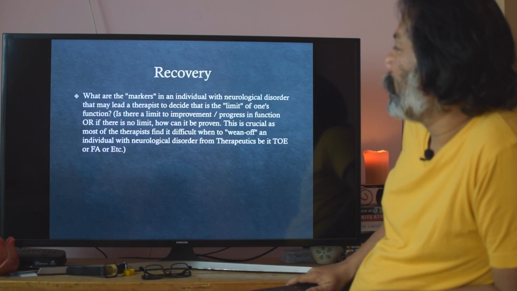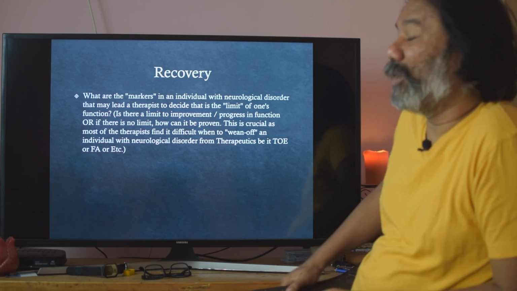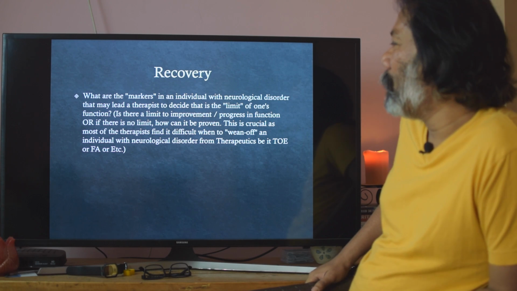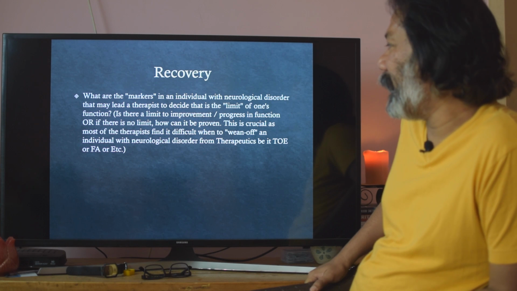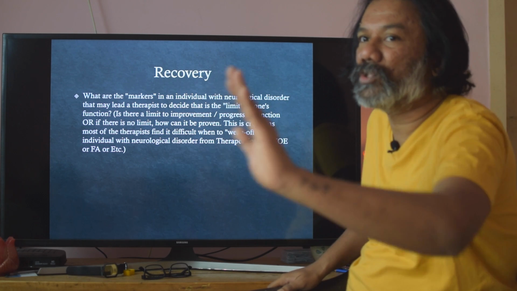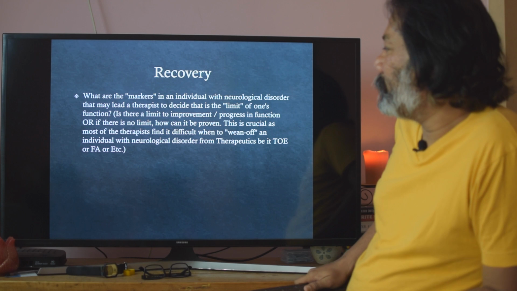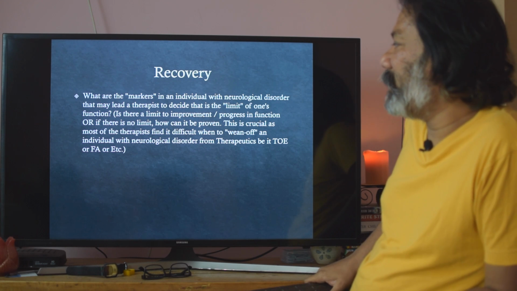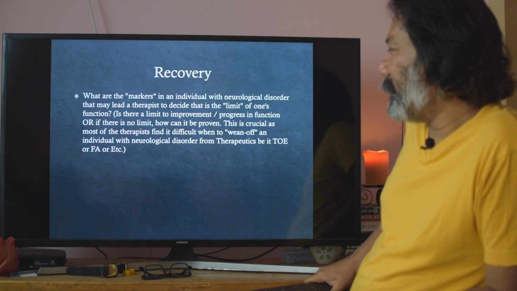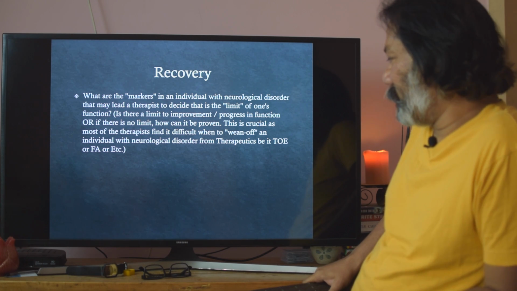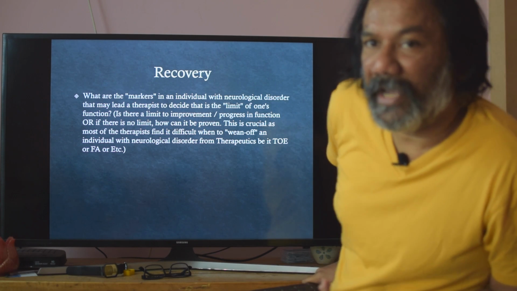Next. This is a long question, but what are the markers in an individual with neurological disorders that may lead a therapist to decide that this is the limit of one's function? That is, they are basically asking, when will you stop your treatment, right? So they have added, is there a limit to improvement, progress in function, or if there is no limit, how can it be proven? This is crucial, as most of the therapists find it difficult to know when to wean off an individual with neurological disorders from therapeutics, be it TOE or any other treatment.